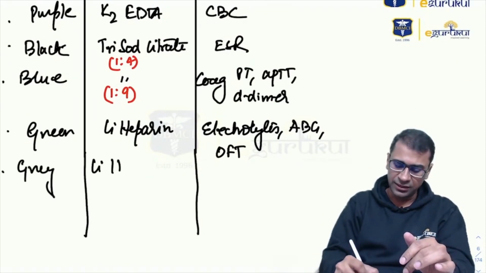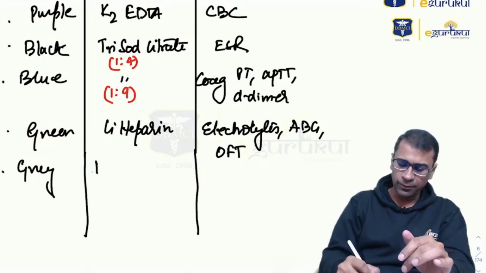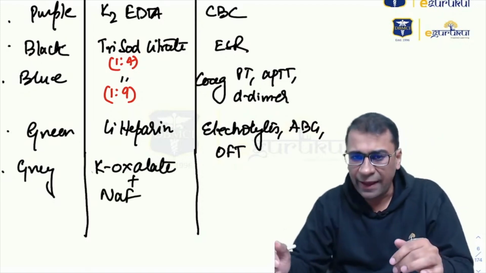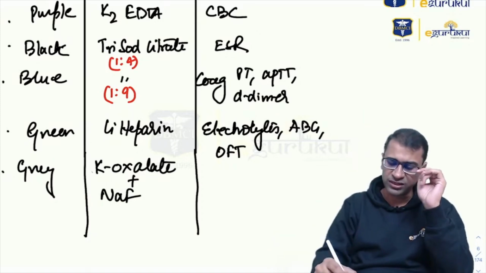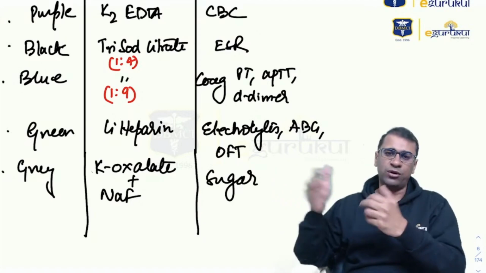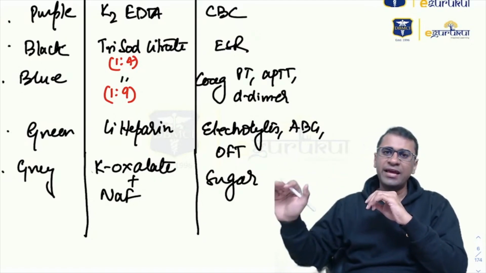It is a gray color, which is potassium oxalate, and sodium fluoride is used. Potassium oxalate and the sodium fluoride is used, and the basic use is to send a sample for sugar. Now this can be asked as sugar glucose, same thing only. Okay, now this potassium oxalate is the anticoagulant, whereas sodium fluoride here is an enolase inhibitor.